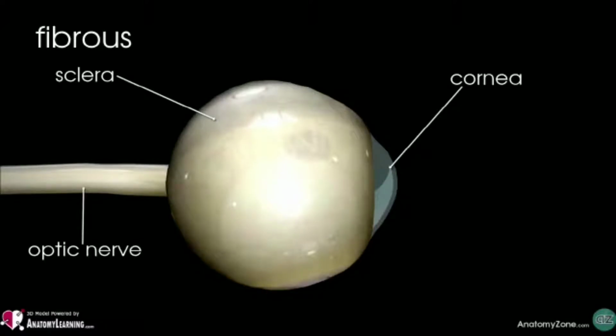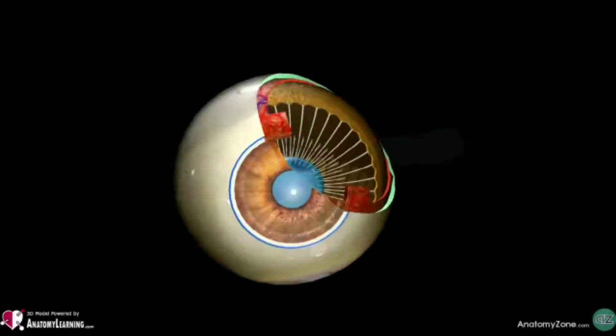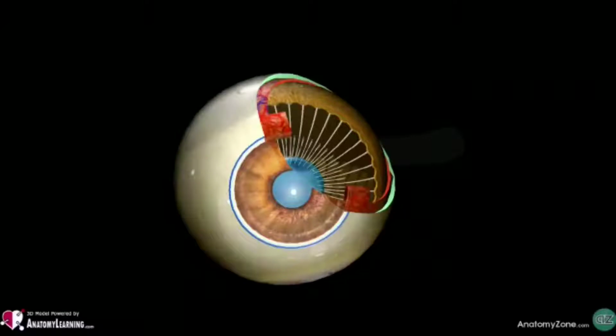The sclera is visible as the white part of the eye. The cornea is continuous anteriorly with the sclera and is transparent and positioned centrally at the front of the eye. Light entering the eye is refracted by the cornea.